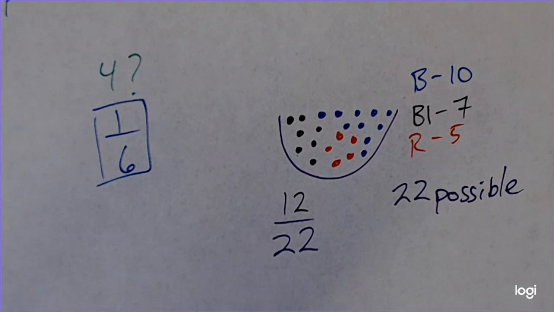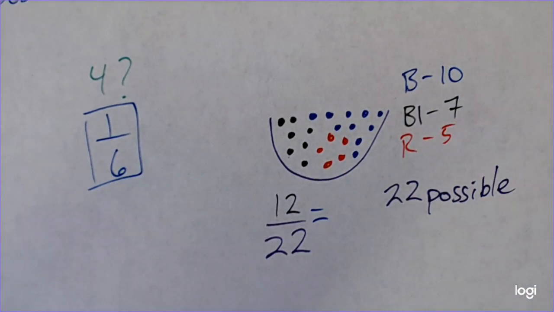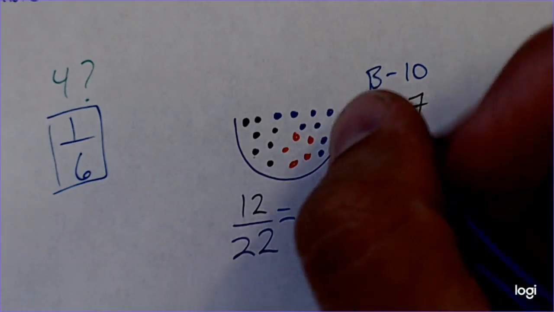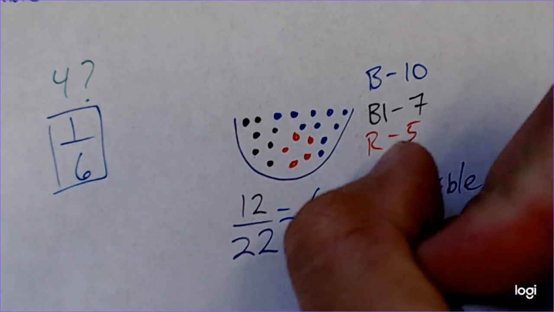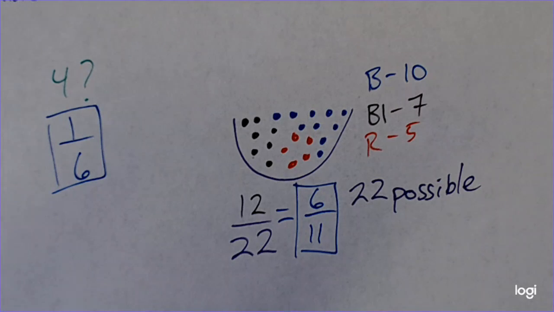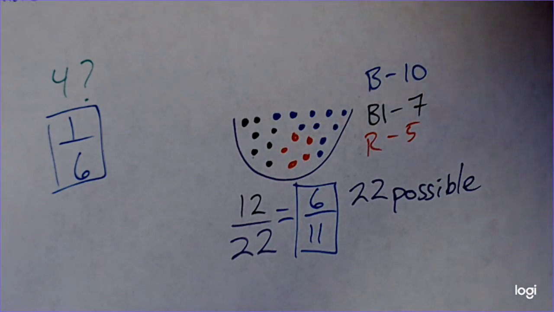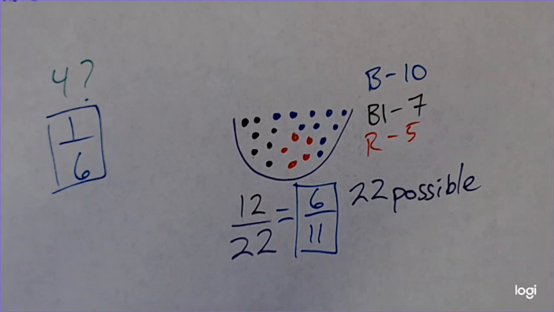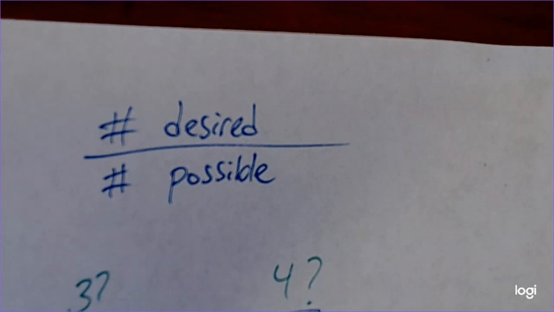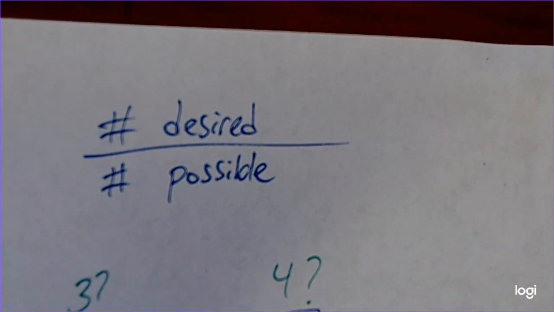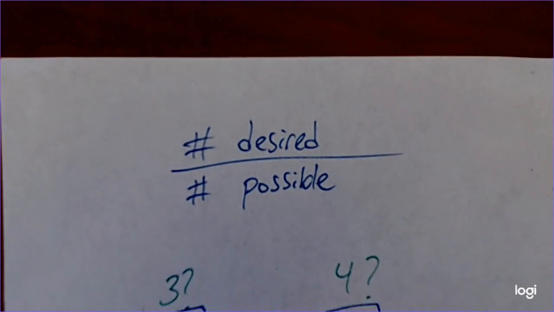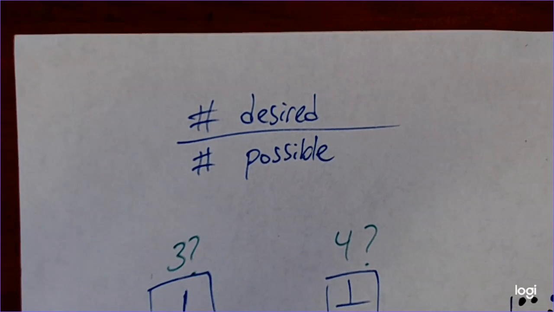That would be my probability, except we have to reduce our probabilities. Probabilities are fractions. They can be reduced. If I divide these both by 2, I end up with 6 out of 11, and that becomes the actual probability. So the probability of drawing a black or red marble becomes 6 out of 11. That's how probability works. It's this basic ratio, number of desired over number of possible. So you have to logically think about how many possible outcomes there are, do a little bit of addition or subtraction to find out that number, and then compare that to your desired outcomes.